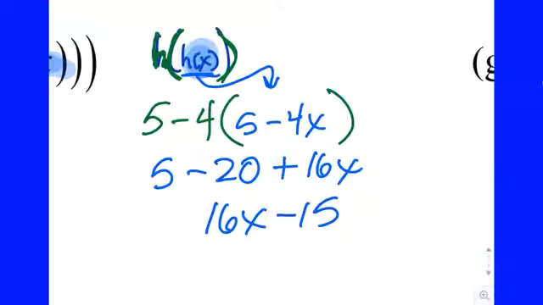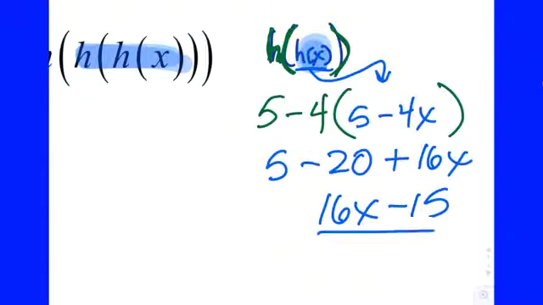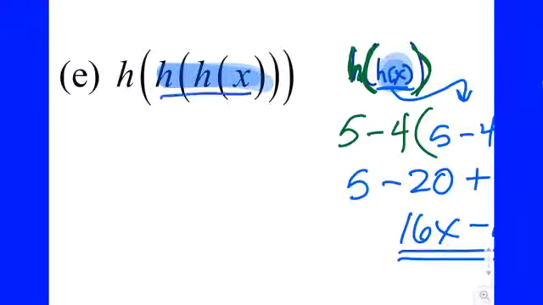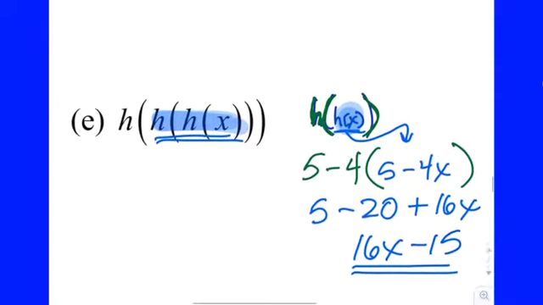So notice I did do this off to the side. Now what can I do? I could take this result and replace it with that.